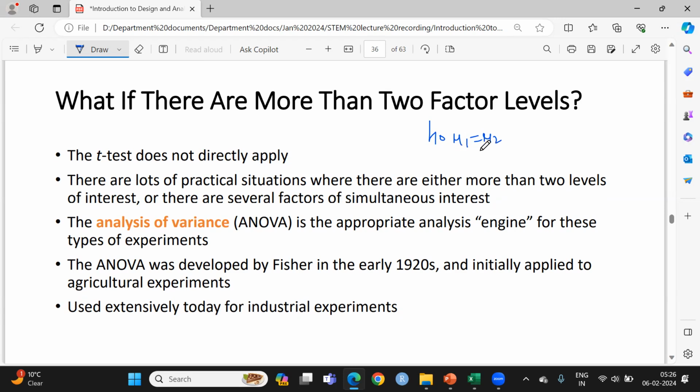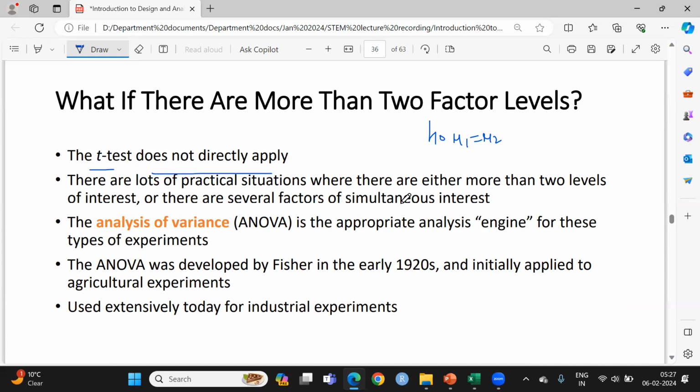For that, in the literature one method is available that is called ANOVA, and that also requires the assumption that our data set follows a normal distribution and has equal variance. The only difference is that why we implement ANOVA in spite of the t-test is that in the t-test we have two groups, but in ANOVA we have more than two groups. It can be three, four, five, right? So in that case, the t-test is not directly applicable.